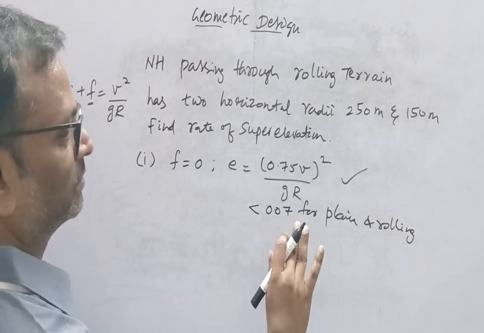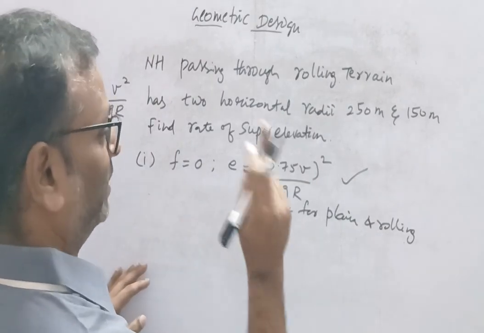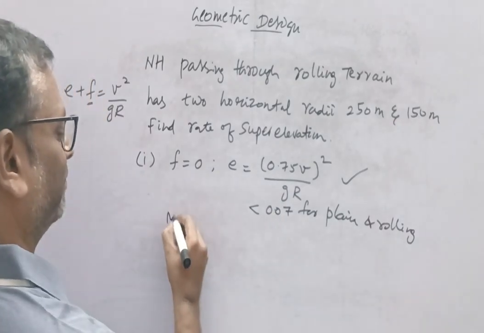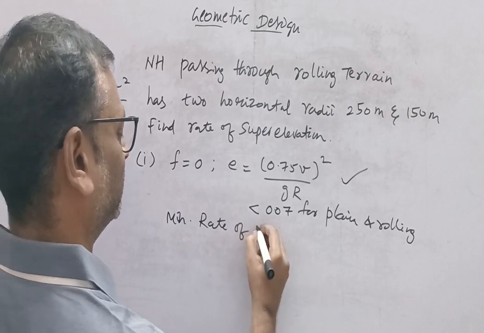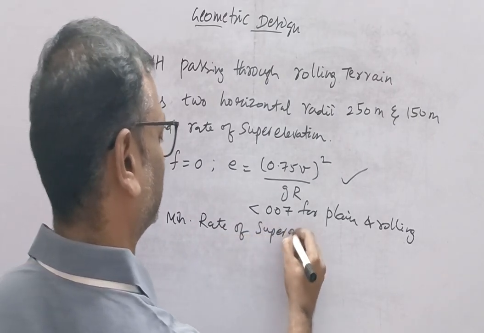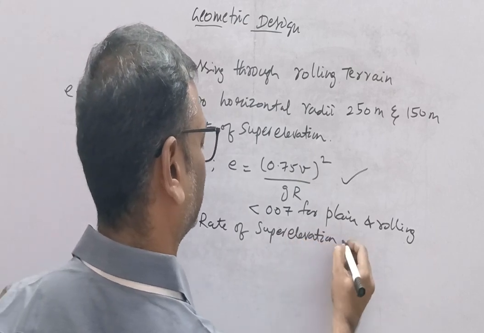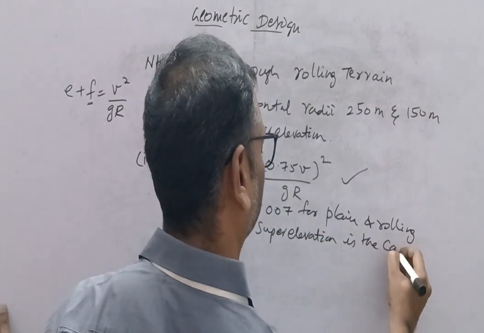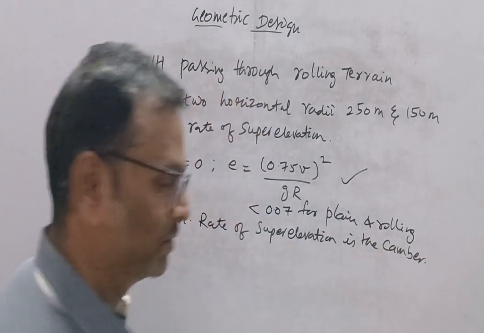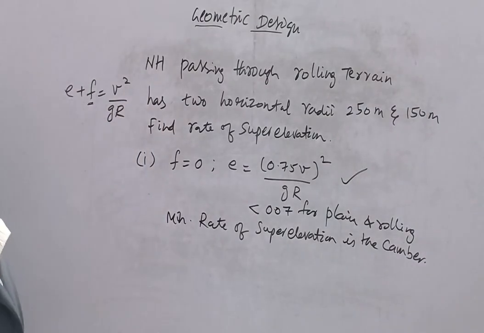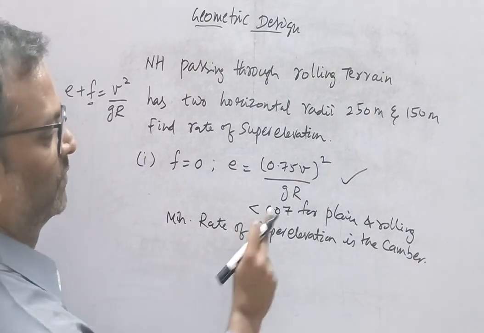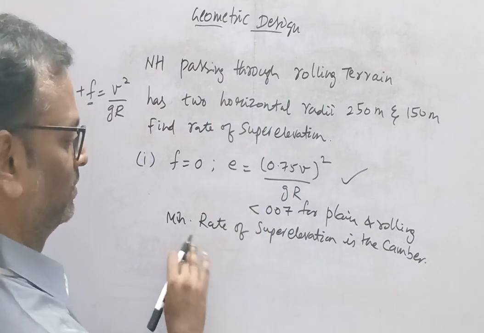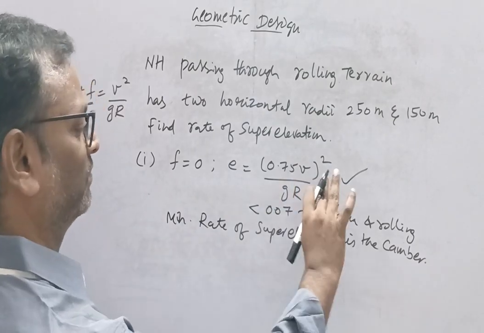The question is over. We have calculated. But remember, minimum rate of superelevation. In the last class we have seen, minimum rate of superelevation is the camber, that is the cross slope of the road. That you have to check. If this value is more than the minimum camber, then it's fine.